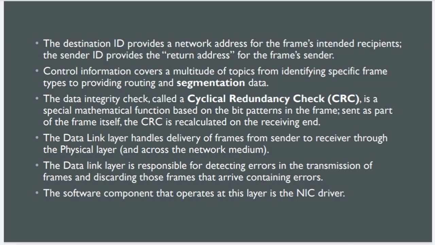The destination ID provides a network address for the frame's intended recipients. The sender ID provides the return address for the frame sender. Control information covers a multitude of topics from identifying specific frame types to providing routing and segmentation data. The data integrity check, called cyclical redundancy check or CRC, is a special mathematical function based on the bit patterns in the frame. Sent as part of the frame itself, the CRC is recalculated on the receiving end.